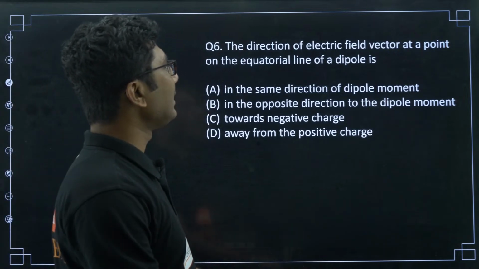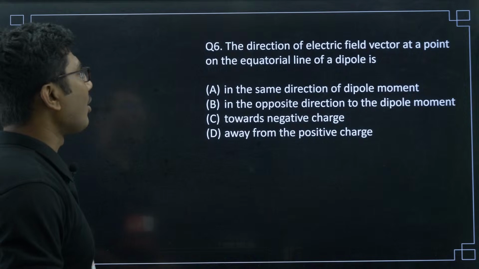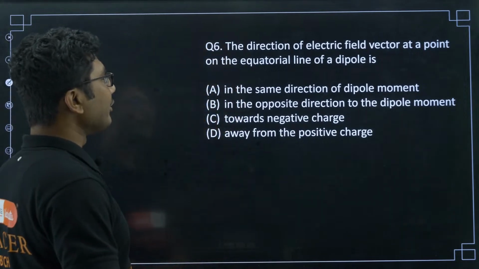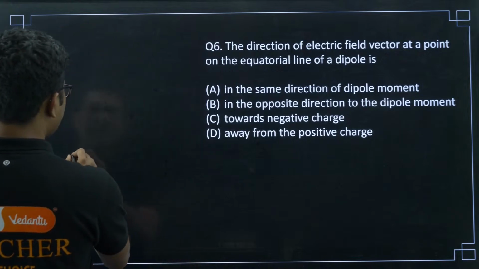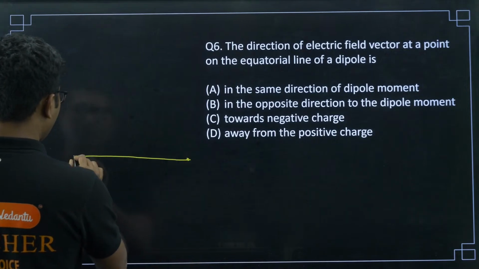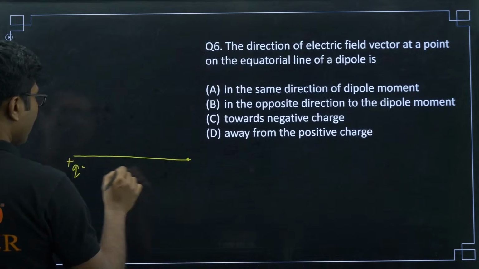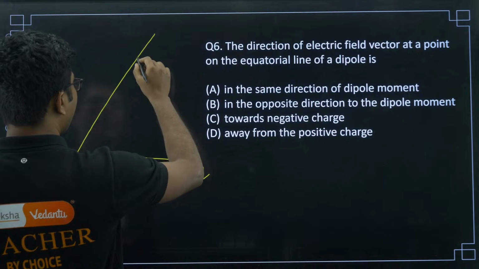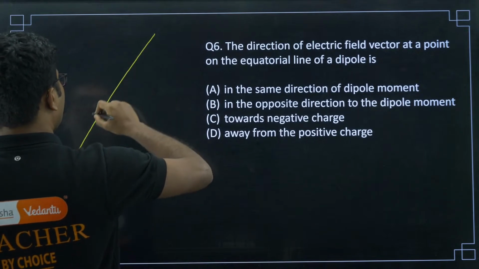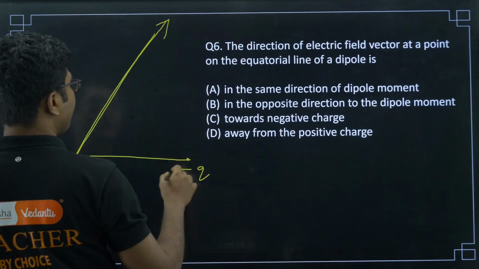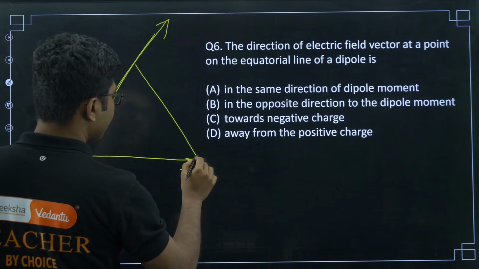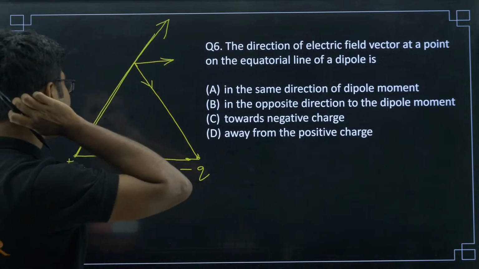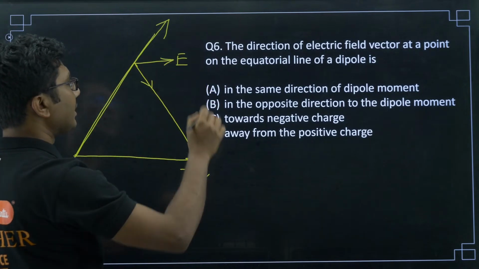The direction of the electric field vector at a point on the equatorial line of a dipole. So, what is the equatorial line? Students often confuse what the equatorial line is. This is a dipole, plus q and minus q. The electric field due to the positive charge will be away from it, the electric field due to the negative charge will be in this direction. So, the electric field is in this direction. This is the resultant electric field on the equatorial plane.